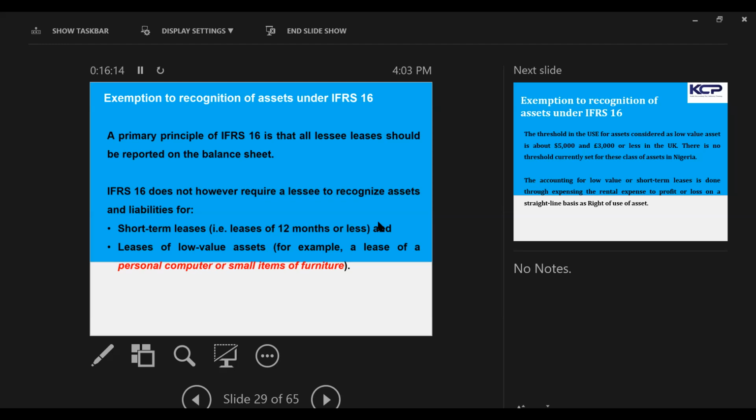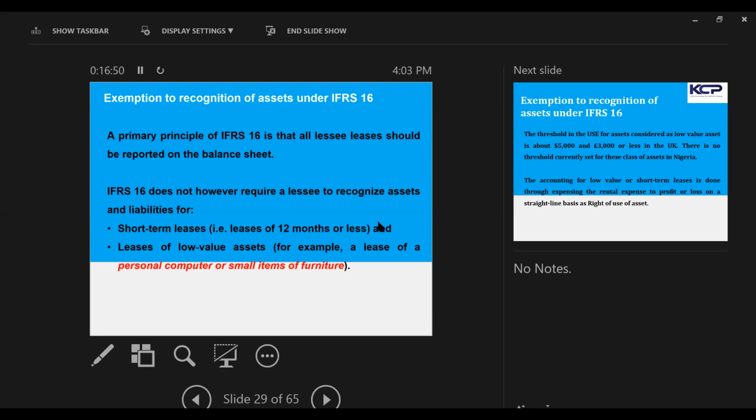Can we go on? So I believe we are on the same page now. Exemption to recognition of assets under IFRS 16. A primary example of IFRS 16 is that all lessee leases should be reported on the balance sheet. IFRS 16 does not, however, require a lessee to recognize assets and liabilities for short-term leases. Leases of what? 12 months or less. And leases of low-value assets.